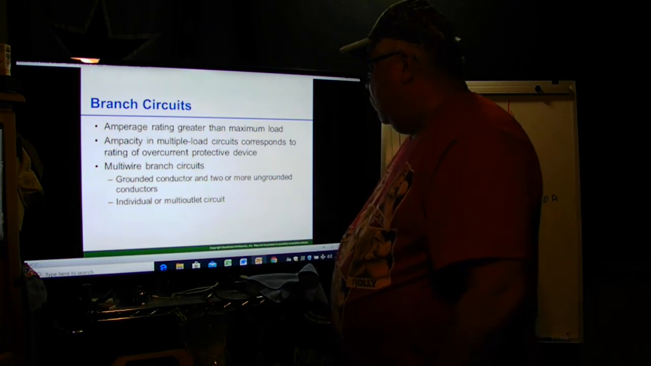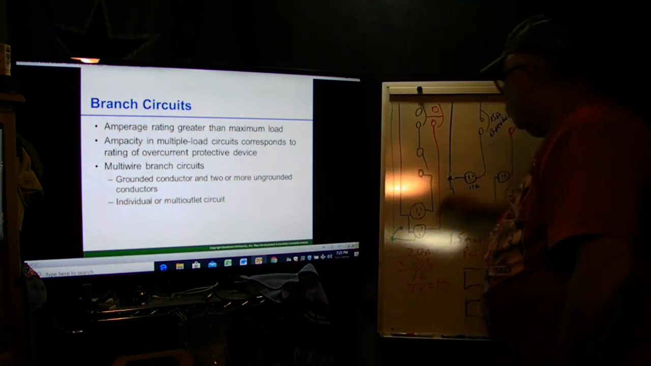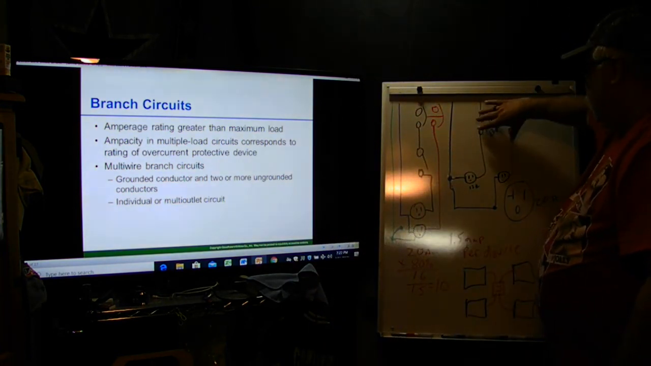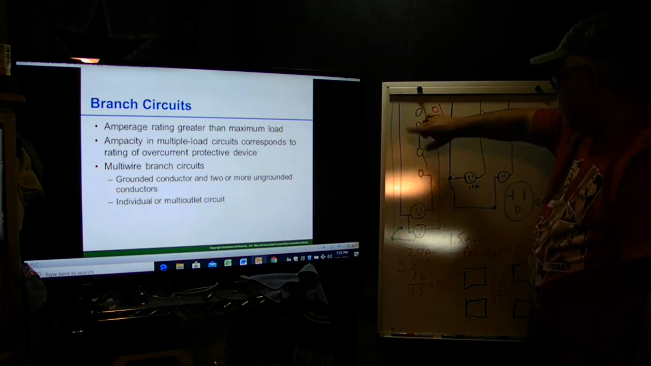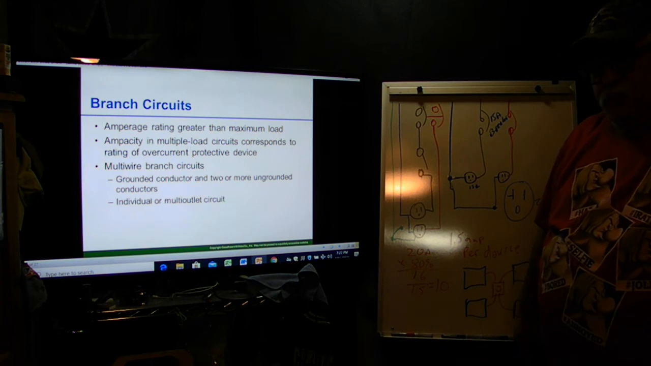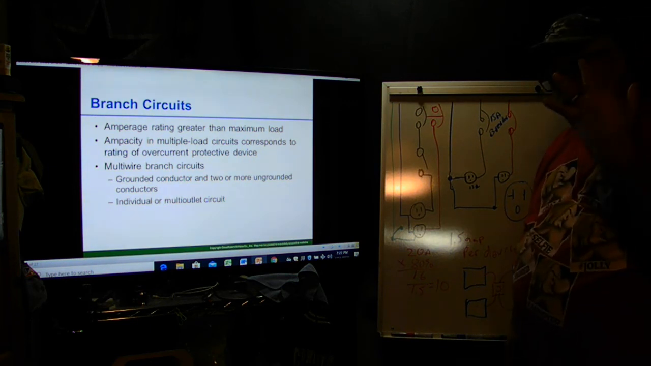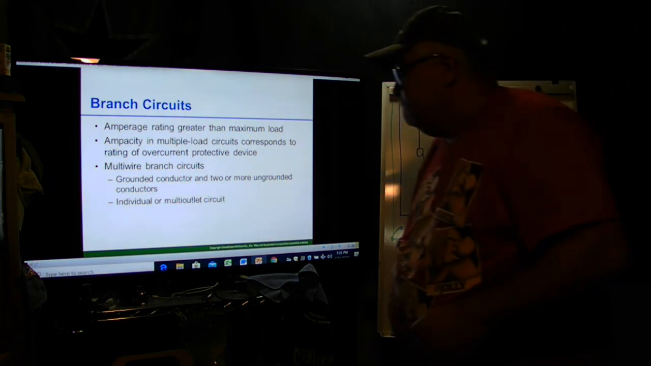Multi-branch circuits, grounded conductor, 2 conductors. So this is where I had here. So here's my multi-conductor. So I got 2 hots, 1 neutral, 2 hots, 1 neutral. This would be like on a single phase. If I have a 3 phase, I can put 3 hots with 1 neutral.